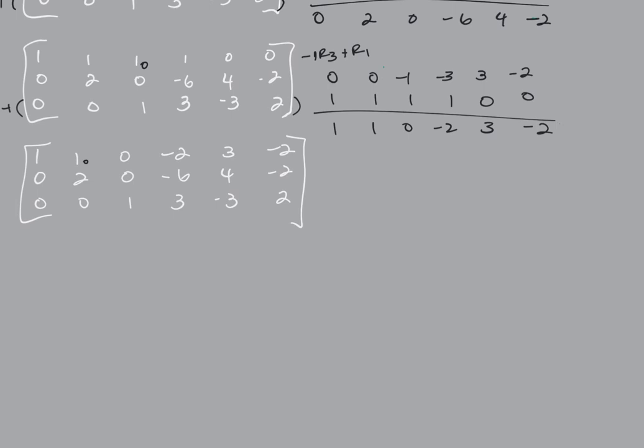Trying to see how do I get a 0 there? The only one left, this one. Has to be row 2, right? Yeah, multiply by negative 2. Negative 2, row 1 plus row 2.